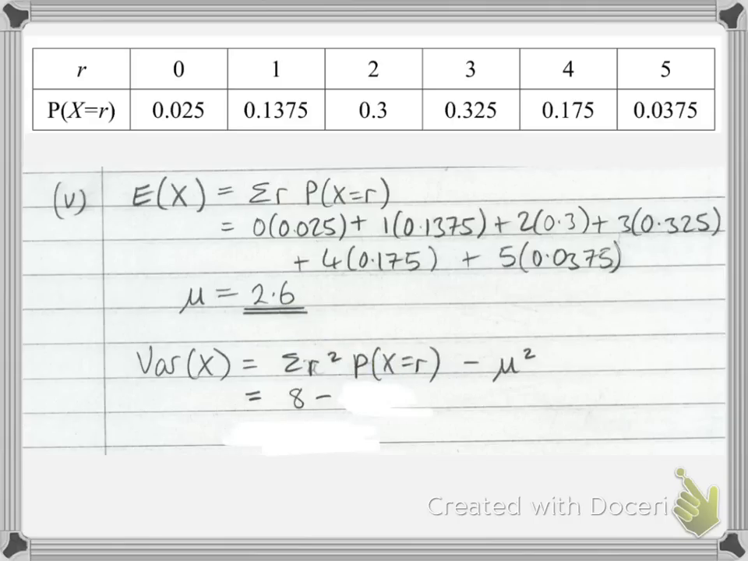So I typed that into my calculator and I got the sum of r squared times the probabilities was 8, and I subtracted 2.6 squared to give me a value of the variance of x, which is 1.24. So that's how much the number of heads varies by.